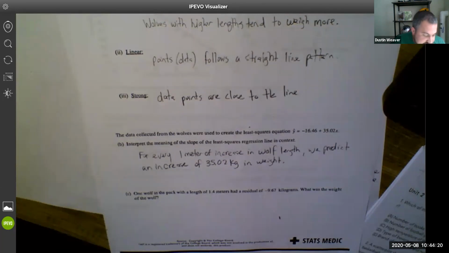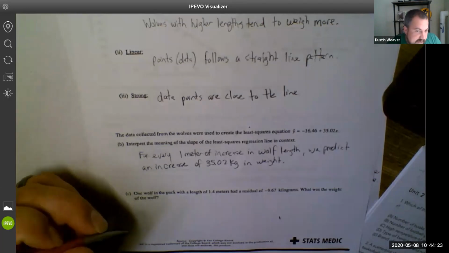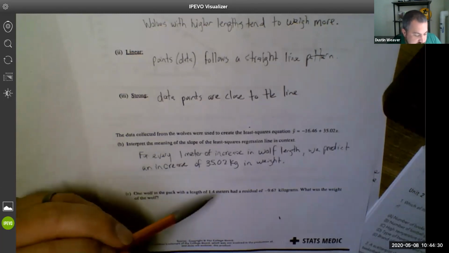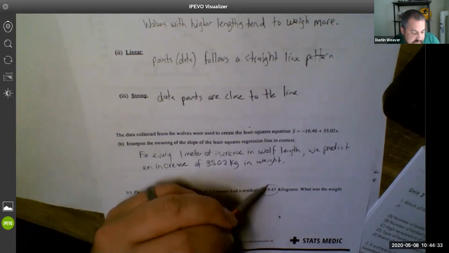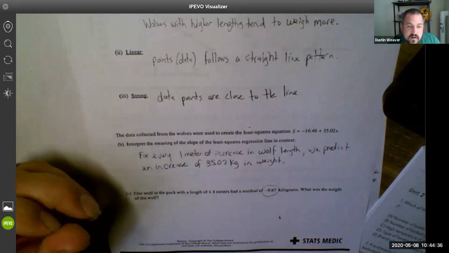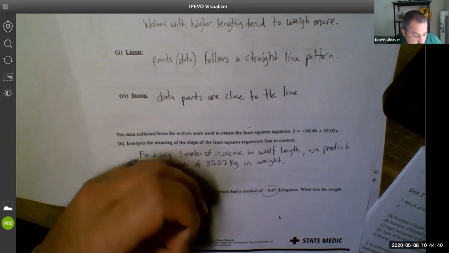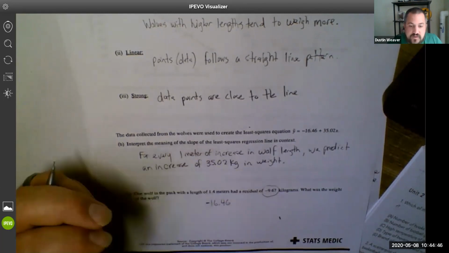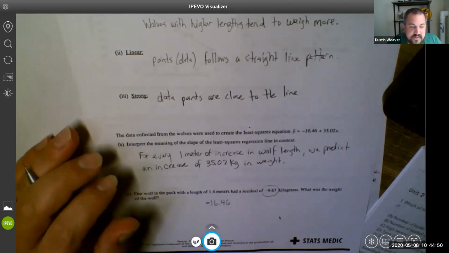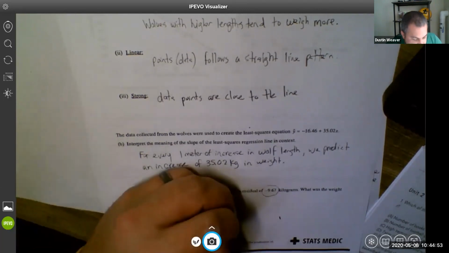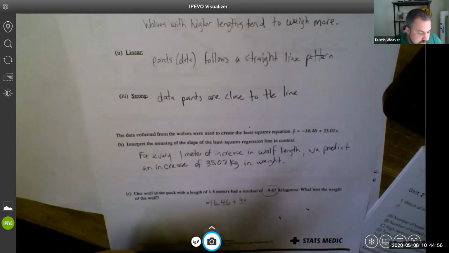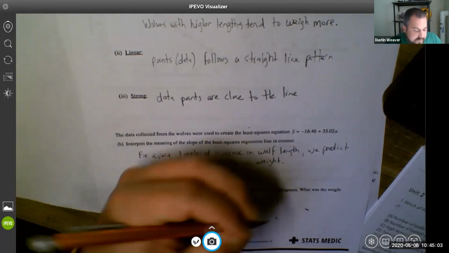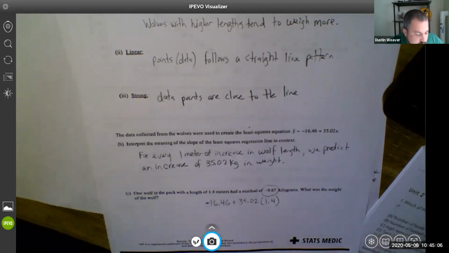Okay, so now let's look at C. One wolf in the pack with a length of 1.4 meters had a residual of negative 9.67 kilograms. What was the weight of the wolf? Okay, well, let's look at what the predicted would be. So negative 16.46 plus 35.02 times, in parentheses, 1.4, because that was the length of that wolf. So we're going to predict what its weight would be.